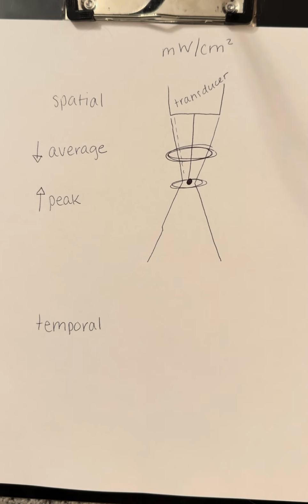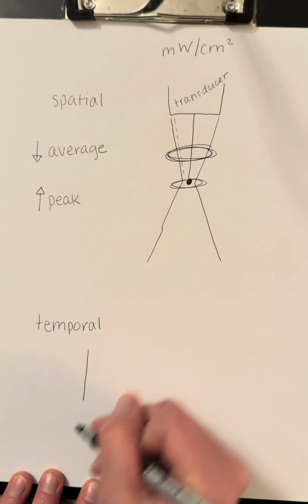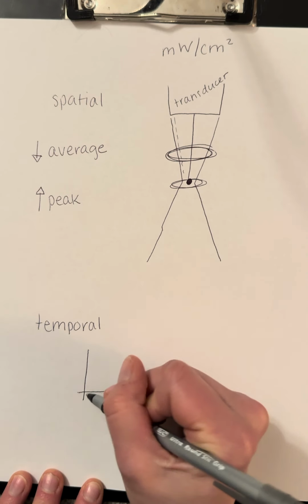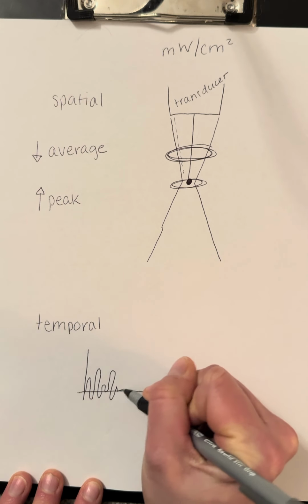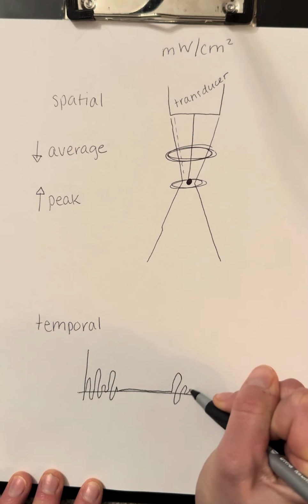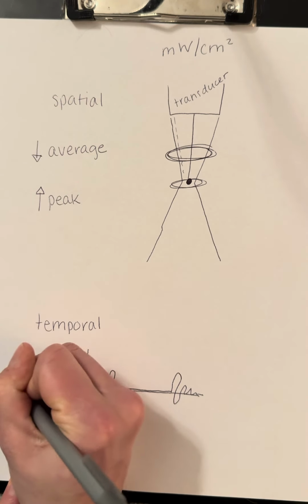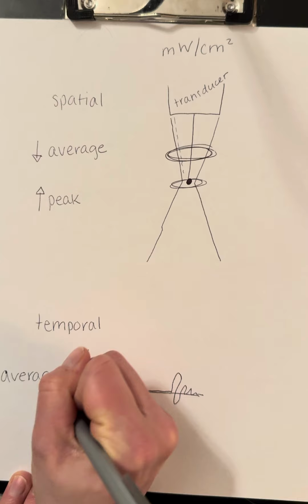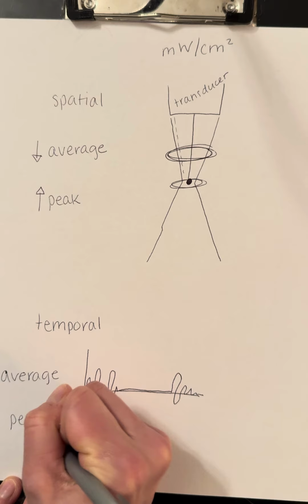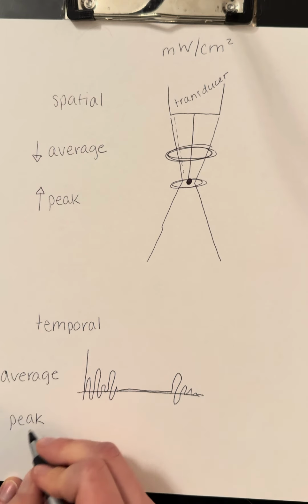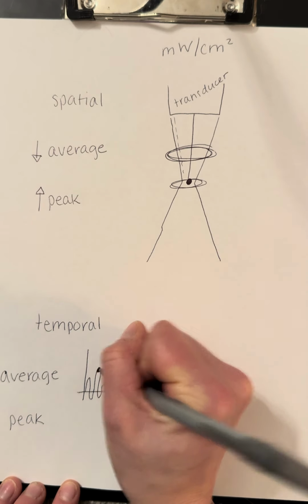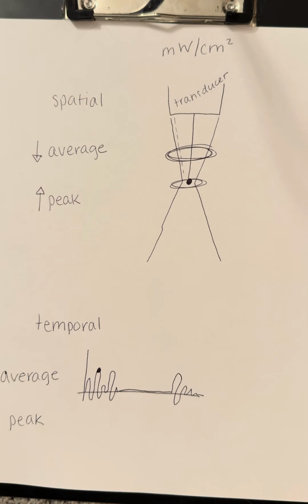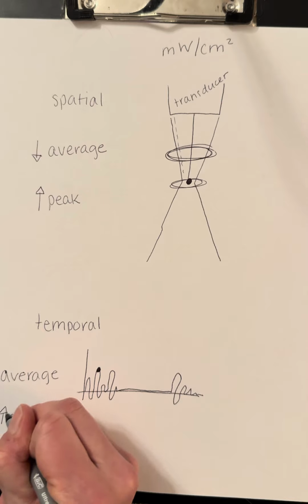When we're looking at temporal intensities, we can look at them on this graph of a wave. We're going to use a pulsed wave because that's what we're normally using, which has that off time and then another pulse. We also look at average and peak when we look at temporal intensities. The peak temporal intensity is the highest intensity occurring at some time during the beam, and so that's always going to be high, peak, high.